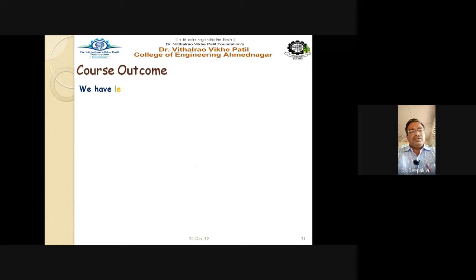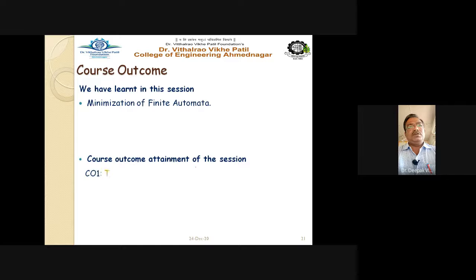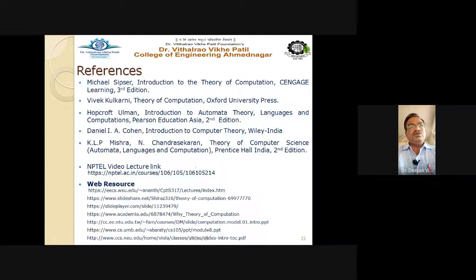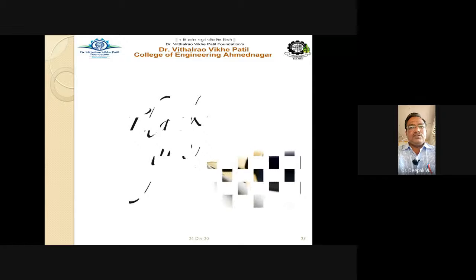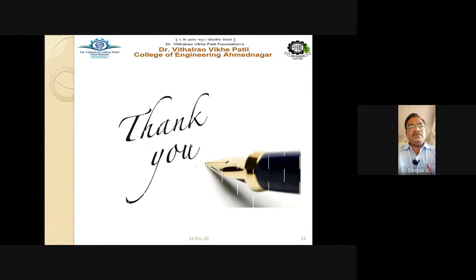Okay, so the course outcomes. What we have learned in today's session is the minimization of finite automata. It's very simple. There is no difficult part involved, but you have to remember the steps of how to minimize the automata. The course outcome is to construct finite state machines to solve problems in computing. And the reference book, as usual, you have to refer to the standard reference book. Okay, so let us stop here for today's session.